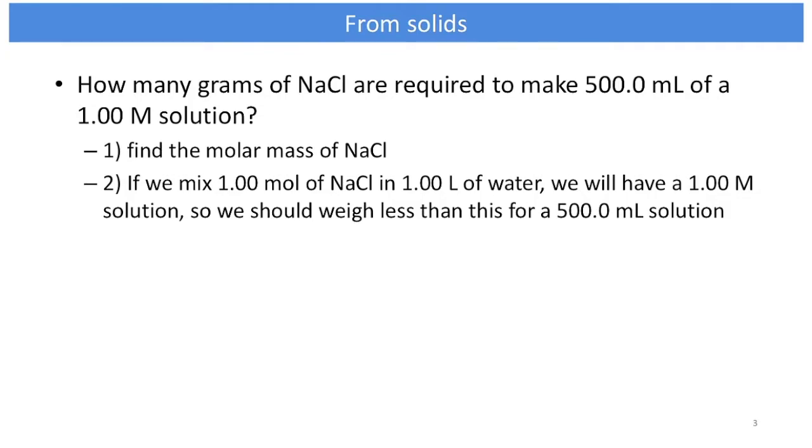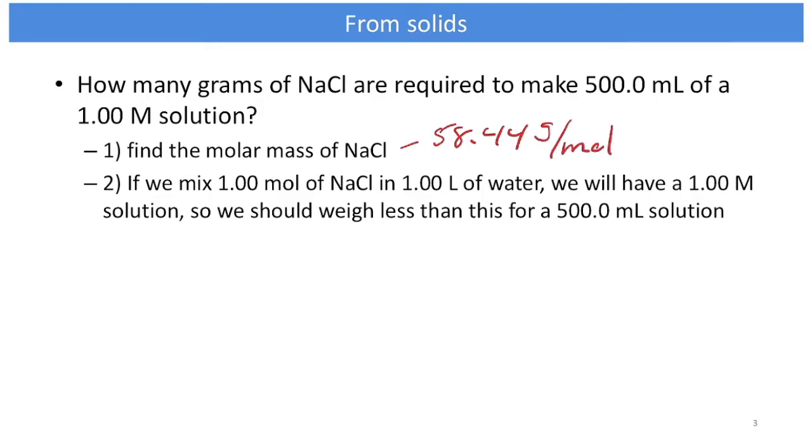The first step when you're trying to determine how many grams of sodium chloride are required to make this solution is to find the molar mass of sodium chloride, because you're starting from a solution of moles per liter and you're trying to figure out how many grams are required to make that solution. If you look up the molar mass of sodium chloride, you will find that it ends up being 58.44 grams per mole.